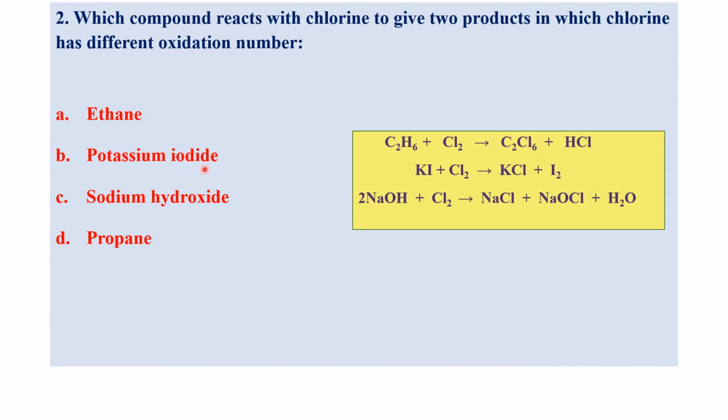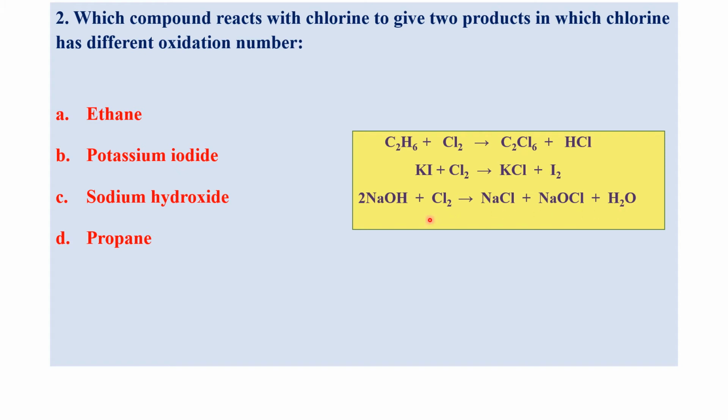In case of potassium iodide, when chlorine reacts with potassium iodide, it will produce potassium chloride and iodine. Only one product with chlorine is formed in which chlorine has -1 charge, so it is also not the correct answer because the question is about two products. Sodium hydroxide. When chlorine is added to sodium hydroxide, it will produce sodium chloride, sodium chlorate and water.